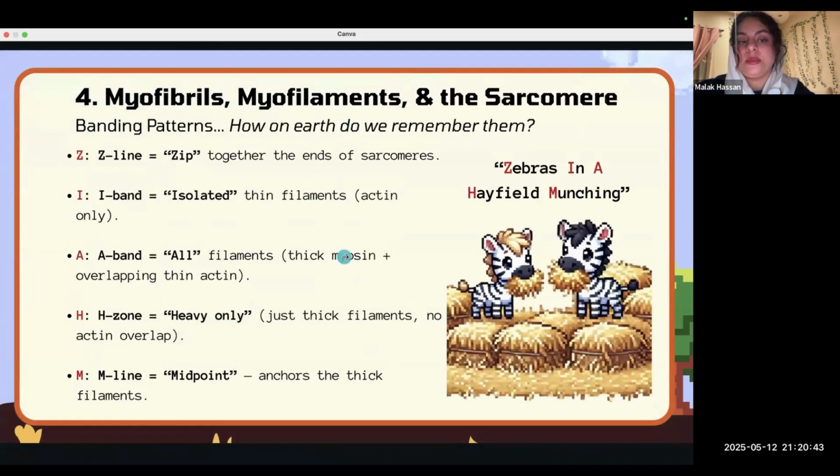Now, how to remember the banding patterns? I have a mnemonic here for you. Zebras in a hayfield munching.